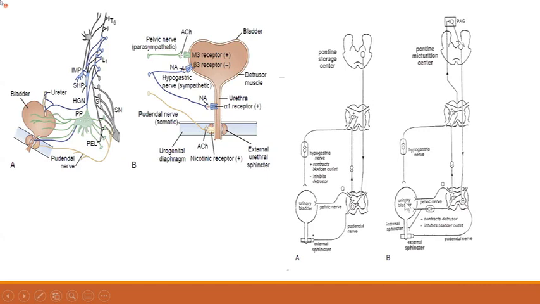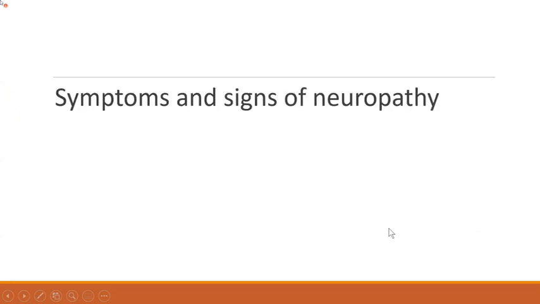But when we want to empty the bladder, the parasympathetic nervous system comes into play and there is inhibition of the sympathetic system and we pass the urine. Now this was about the brief anatomy of the somatic and the autonomic nervous system.